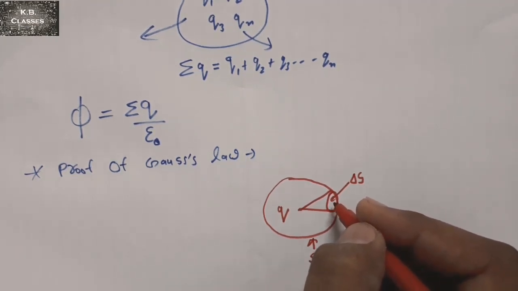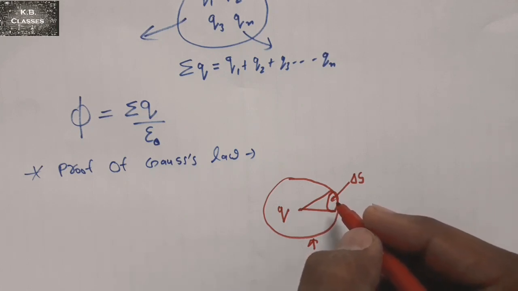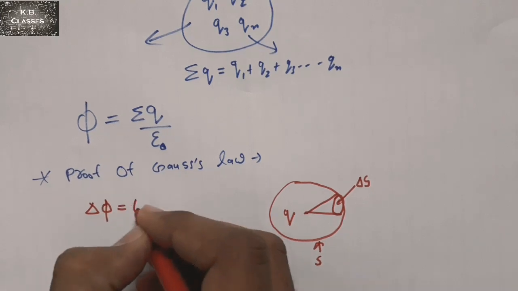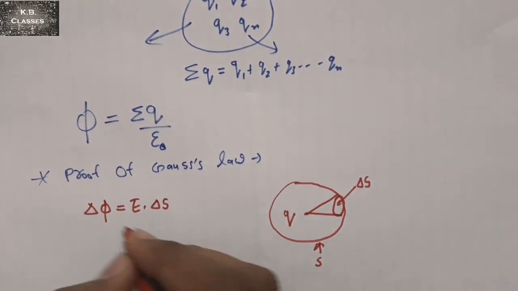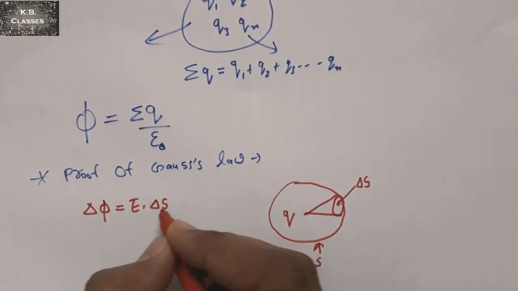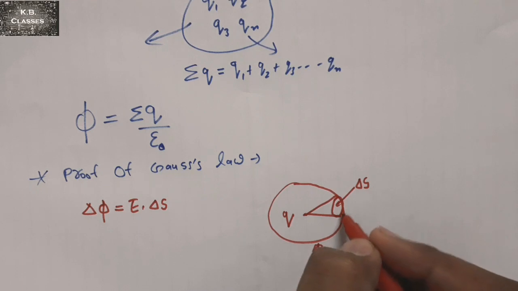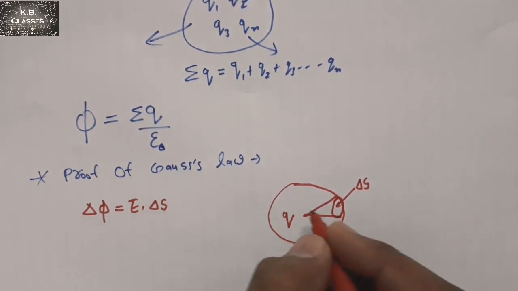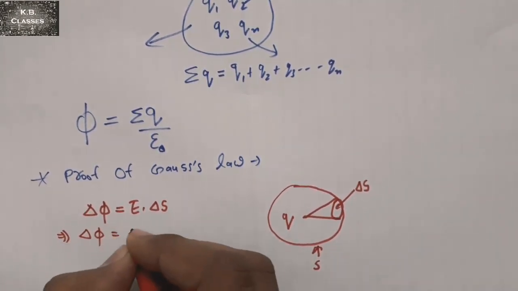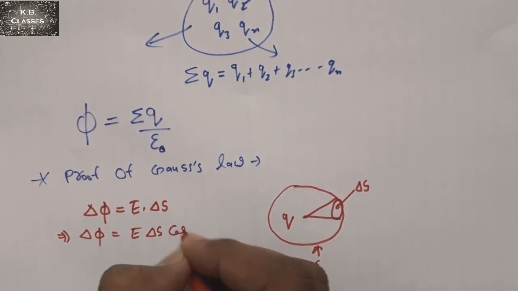Now our aim is to determine, first, the small electric flux passing through this small area. For this we use the formula delta phi equal to E dot delta s, where delta phi is the small electric flux passing through it, E is the electric field, and delta s represents the small area. Now first we write delta phi is equal to E delta s cos theta.